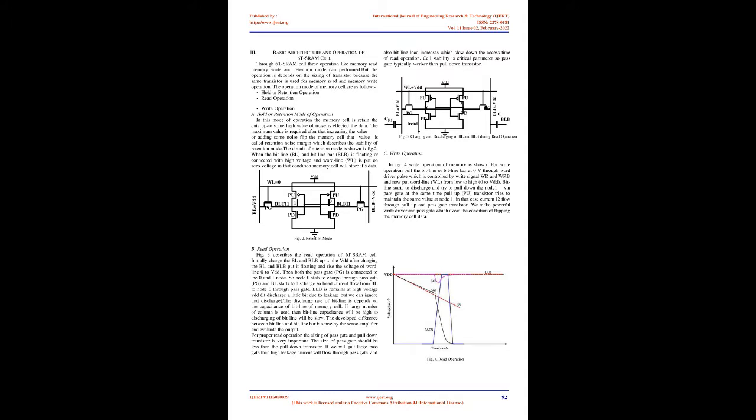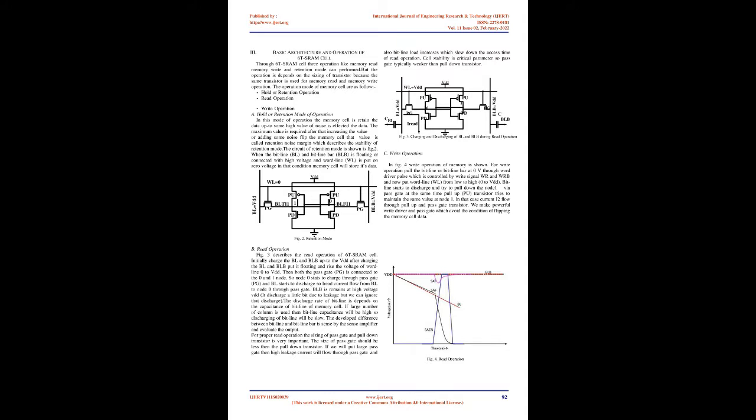Hold or retention operation. Read operation. Also the bit line load increases, which slows down the access time of the read operation. Cell stability is a critical parameter, so the pass gate is typically weaker than the pull down transistor.